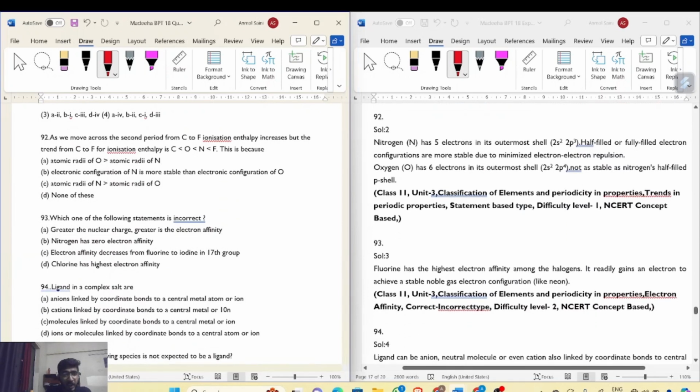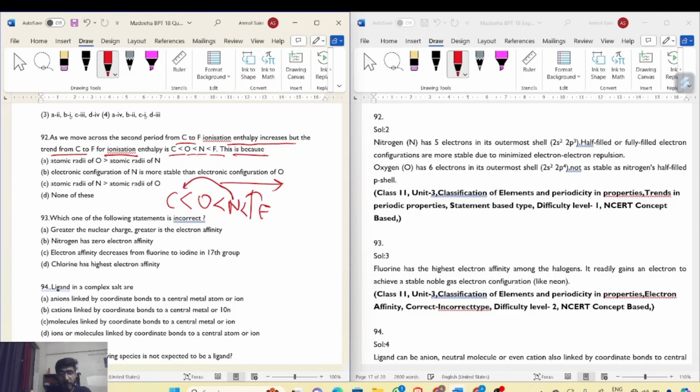Question number 92. As we move across the second period, from carbon to fluorine, ionization enthalpy increases, but the trend from carbon to fluorine for ionization enthalpy is carbon, then oxygen, then nitrogen, then fluorine. So there is a change in order. Generally, when we go from left to right, ionization enthalpy increases, and down the group it decreases. But there is an exception: carbon, then oxygen, then nitrogen, and then fluorine.